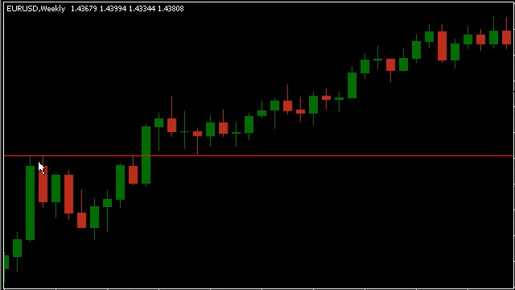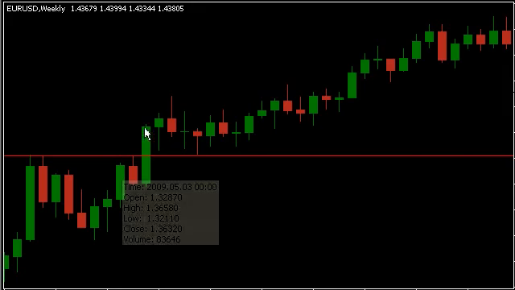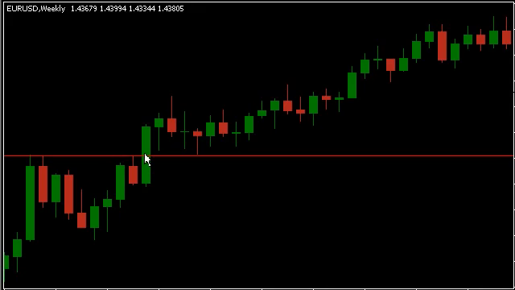So in this case, this would be classified as resistance because it hit 3 times there and then finally broke through, and quite often previous resistance turns into current support. So you can see that it came back and retested that point.